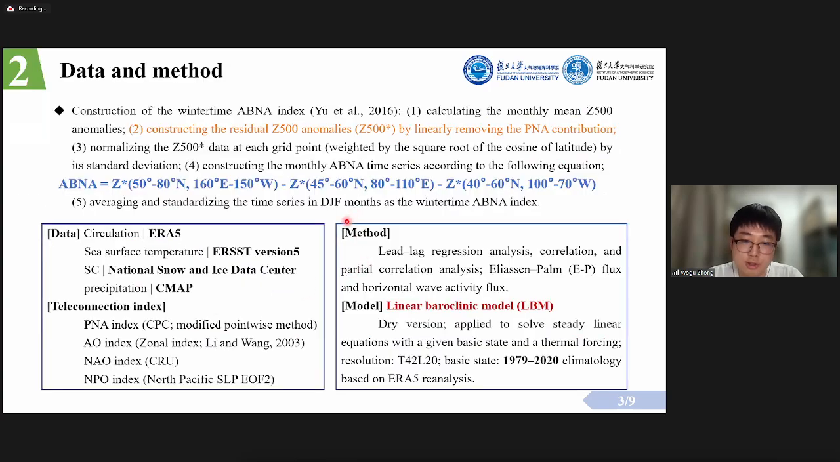To deal with these 2 scientific questions, we first reconstruct the winter ABNA index following Dr. Yu's method. The key step is to remove the impacts of the PNA pattern on geopotential height anomalies through linear regression and get the residual geopotential height anomalies. Then we can calculate the ABNA index according to this equation. Here, the ABNA index is reversed as in Dr. Yu's work. We try to highlight its potential linkages with winter cold anomalies. We also use some common reanalysis datasets and statistical analysis methods to verify the physical mechanisms we proposed in this study. We also employed a linear baroclinic model, LBM.